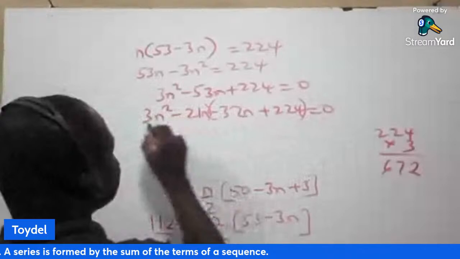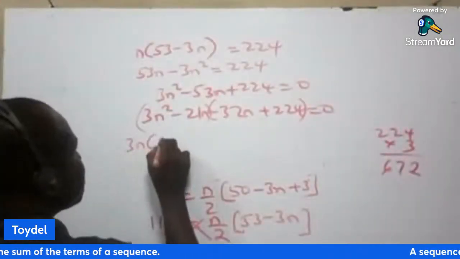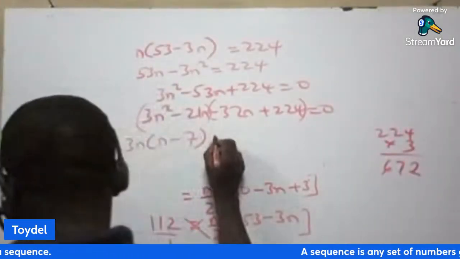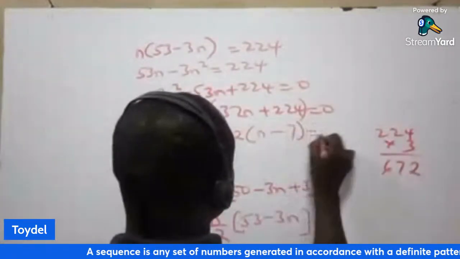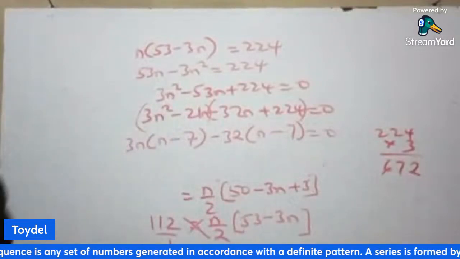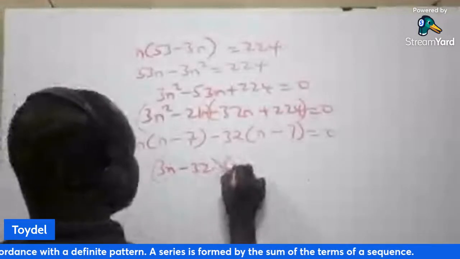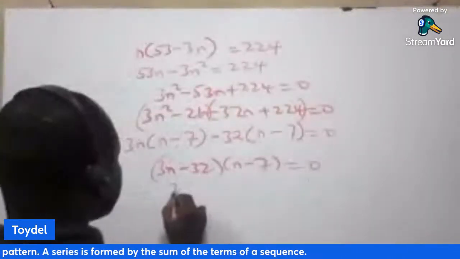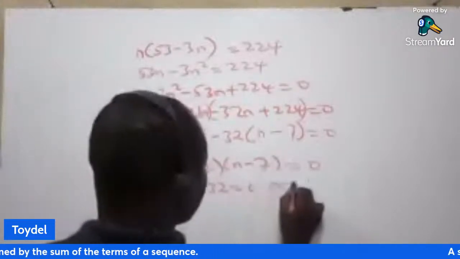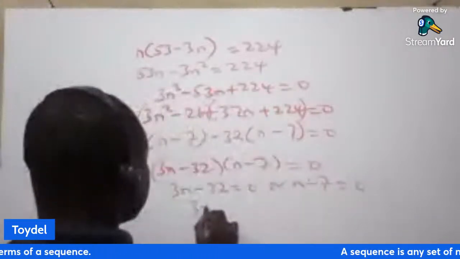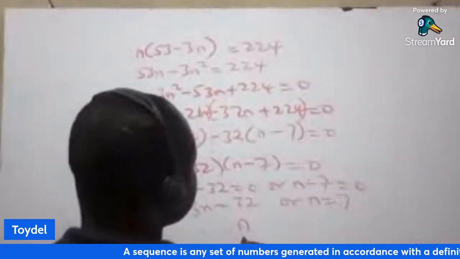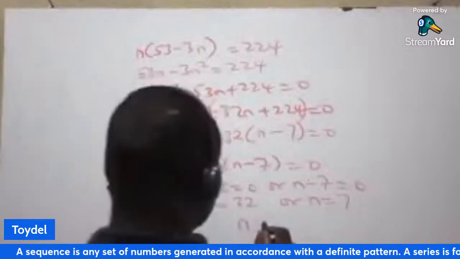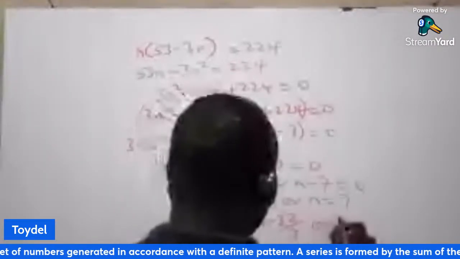Then what is common here? 3n. I'm going to have n minus 7. Then what is common in this other bracket is minus 32. Then we are going to have n minus 7 equal to 0. So we have 3n minus 32, then n minus 7 equals 0. So we have 3n minus 32 equals 0, or n minus 7 equals 0. Here we have 3n is equal to 32, or n is equal to 7. Therefore, n is equal to 32 all over 3, or 7.